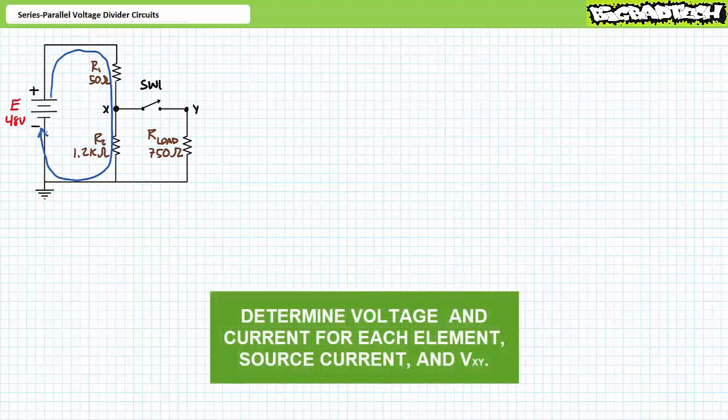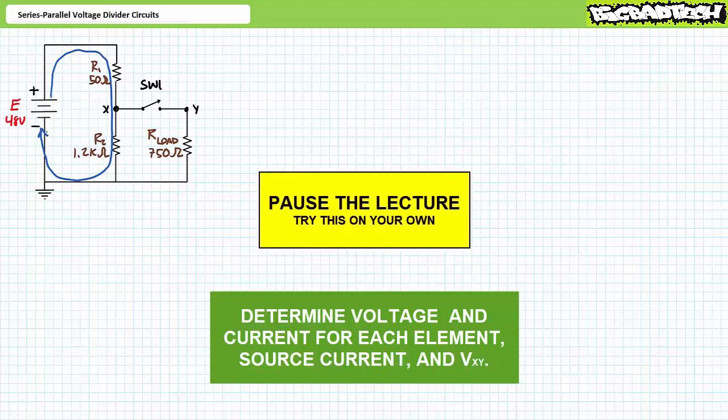As an exercise to the viewer, I invite you to solve for the voltage across and the current through each element in this system while the switch is in the open state. Additionally, see if you can use Kirchhoff's voltage law to determine the voltage at node X with respect to ground, the voltage at node Y with respect to ground, and finally the voltage across the switch, node X to node Y. By all means, pause the lecture and try this on your own. If you're tracking, you should have obtained the following values.